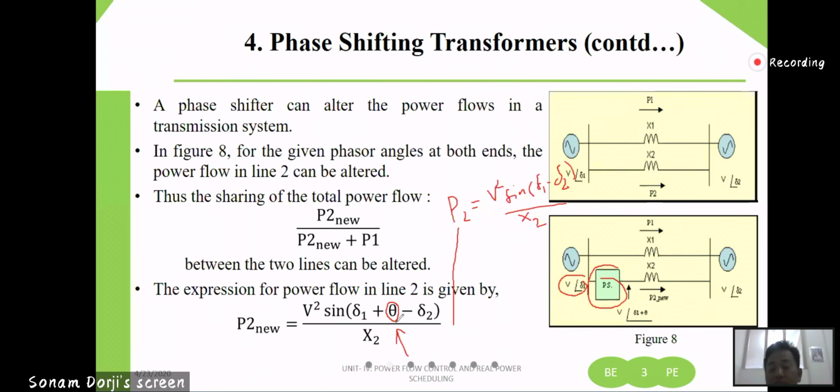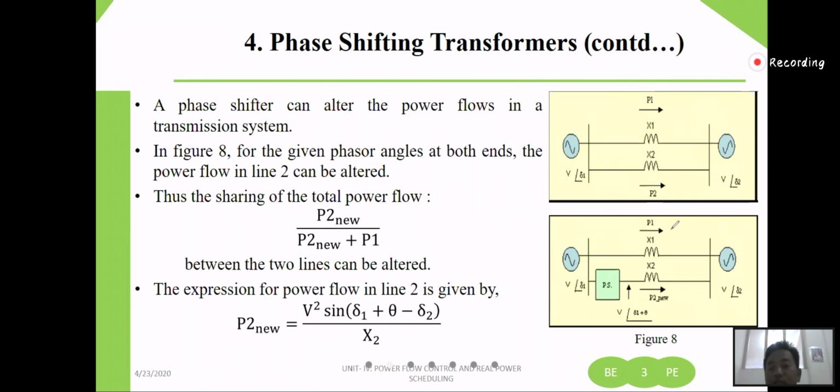So now it will depend on this value, angle theta. The power flowing in transmission line 2 will depend upon the angle created by this phase shifter. Similarly, you can also do it for P1. You just introduce a phase shifter here, and then you can see that the power flowing in transmission line 1 will also change. This is how we control the power flow in the transmission line using a phase shifter.